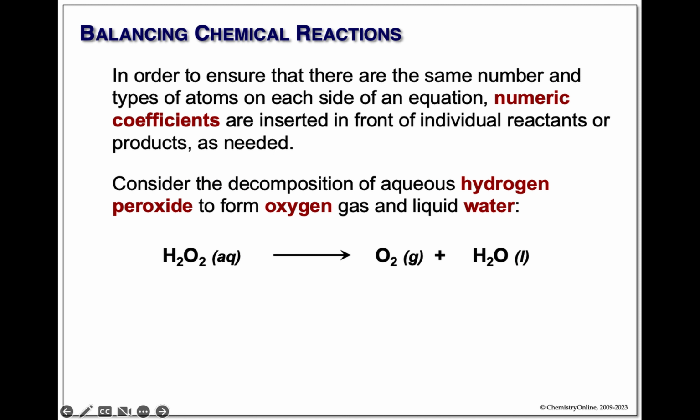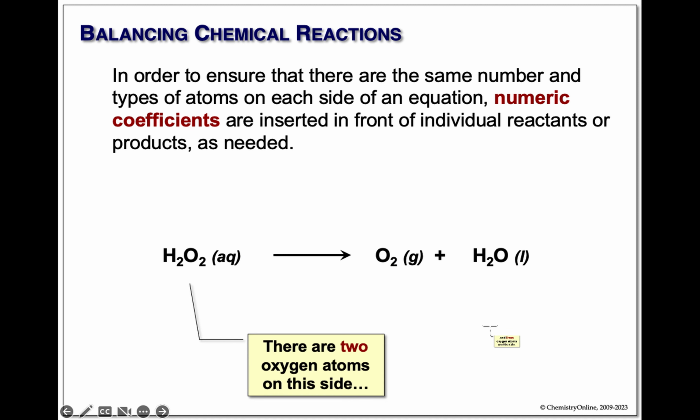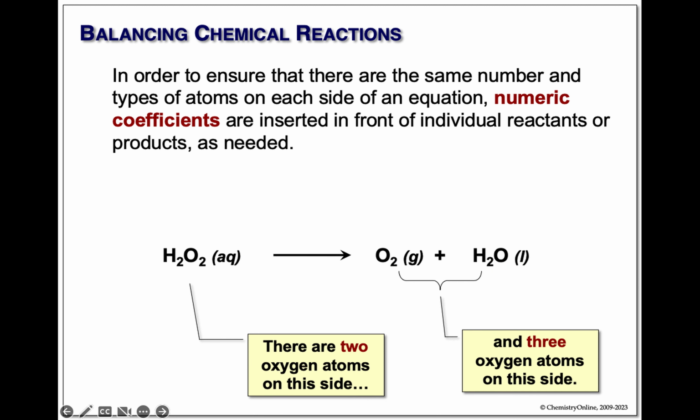Now, there are many strategies that people use to balance equations. I tend to try to make both sides of the equation either even or odd. In this case, we have two oxygens on this side, and we have three oxygens on this side. That's an odd number. We can never get the coefficients to work unless they're both either even or odd.